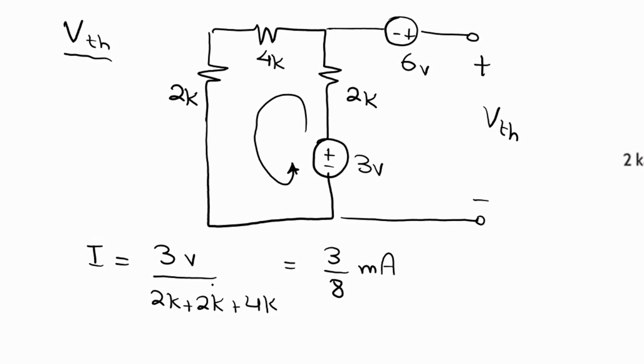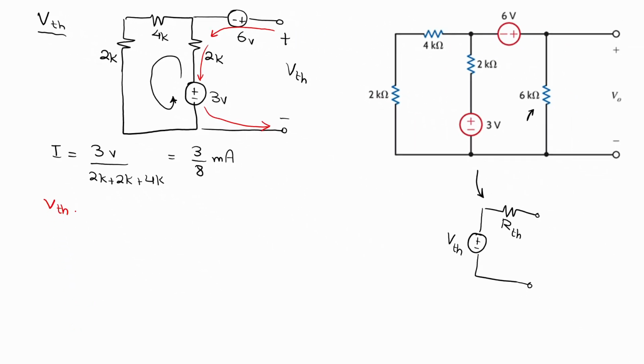Now, to find the voltage V Thevenin, we will take a path from the positive terminal to the negative terminal of V Thevenin. So we will go this way, then this way, then we end at the negative terminal. So we have three components in this path: we have the 6 volts battery, we have the 3 volts battery, and we have the 2K resistor. So we have three drops. So the value of V Thevenin will be the result of the three drops, which is the 6 volts and the 3 volts, and also the drop across the 2K.